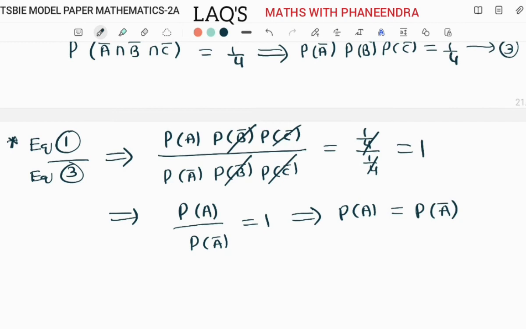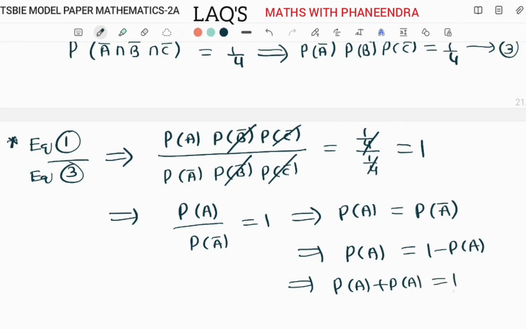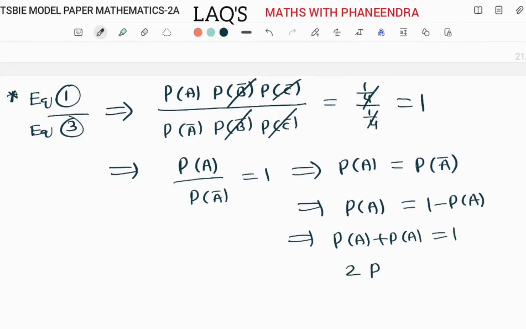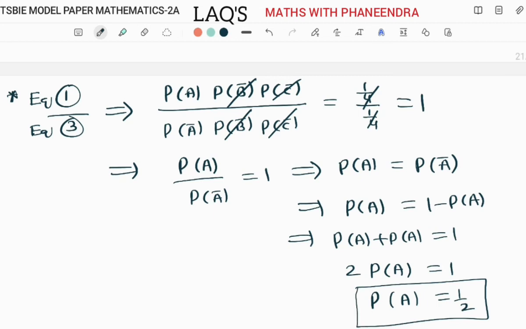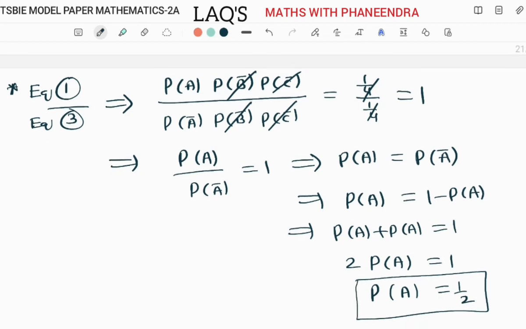We know that P of A complement can be written as 1 minus P of A. So minus P of A we can take this side. So P of A plus P of A is equal to 1. So 2 times P of A is equal to 1. So P of A is equal to 1 by 2. So this is the way we can do it.